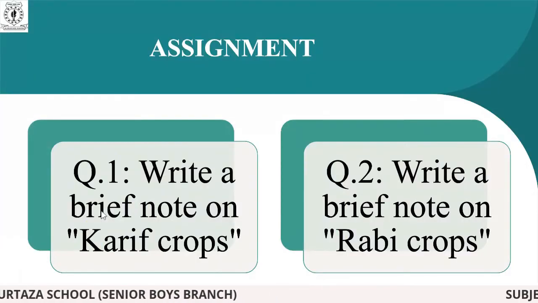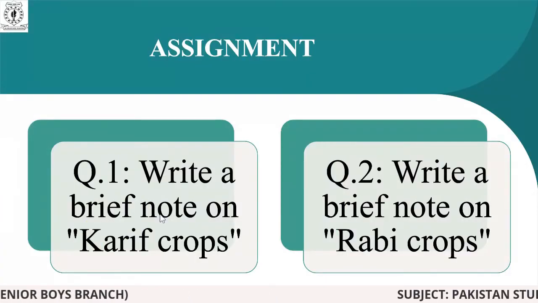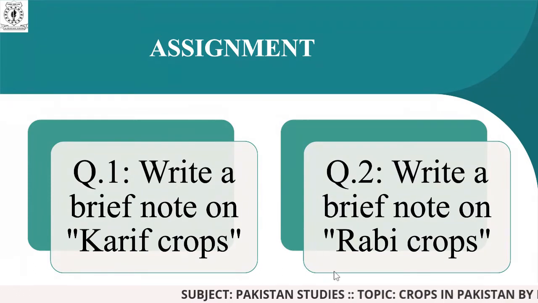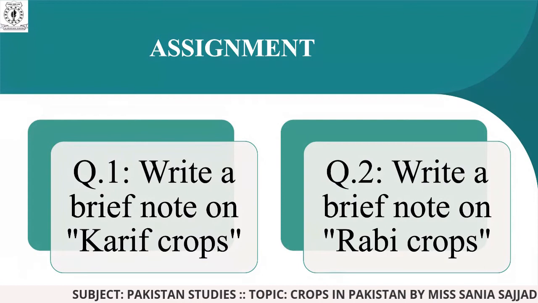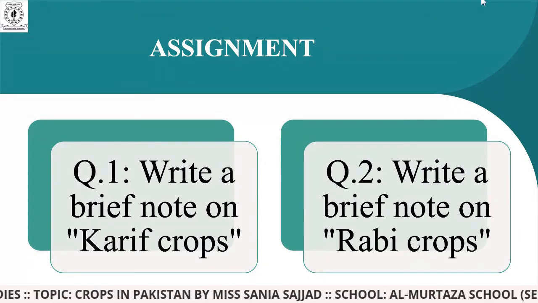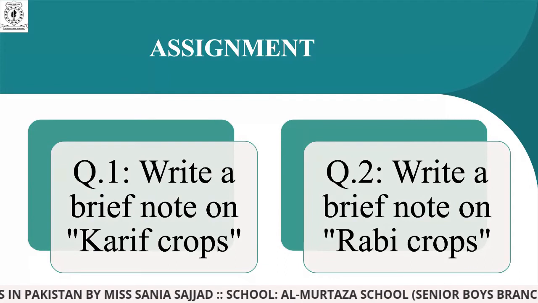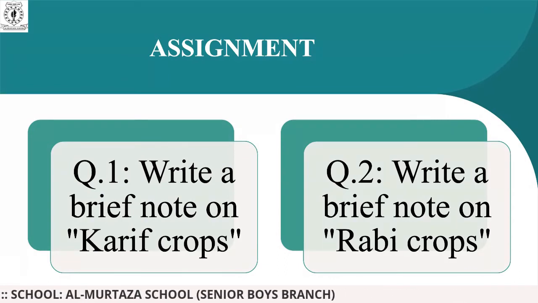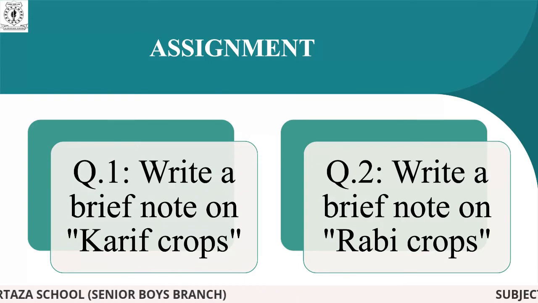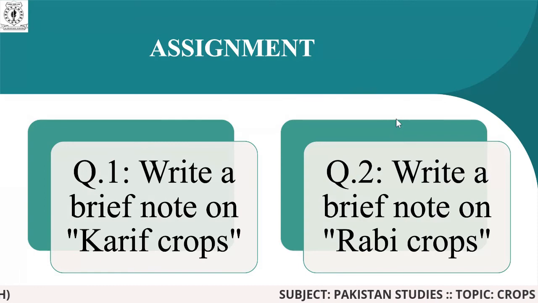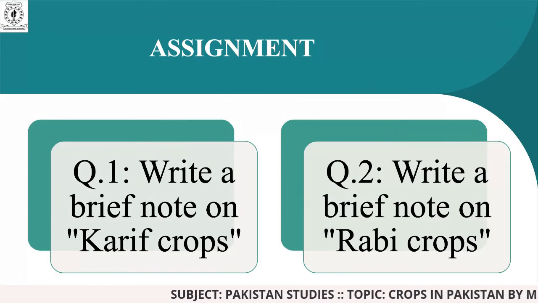Now, the assignment for today is question number one, write a brief note on Kharif crop, and question number two, write a brief note on Rabi crop, in which you also have to highlight where exactly they are grown, what are the advantages and disadvantages, and each and everything related to that. And then you have to post your answers under my instructions on KP.